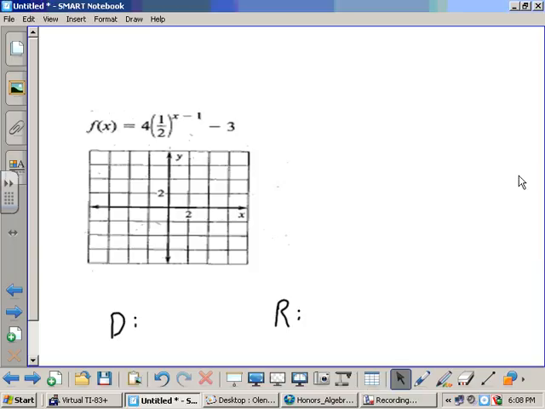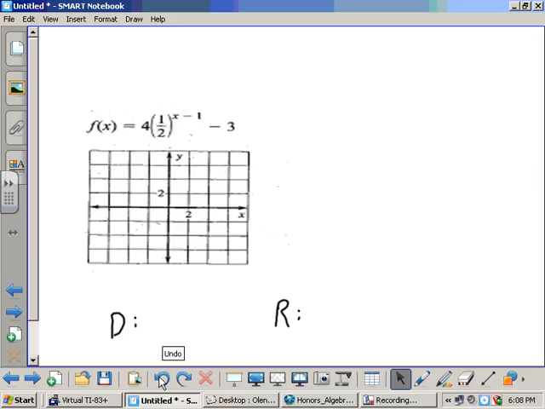In my next example, I want to graph the exponential function 4 times 1/2 raised to the x minus 1, minus 3. The first thing I recognize is that we do have an exponential function. The variable is in the exponent. And because the base of that exponent is 1/2, I realize that this must be a decay. So my function, as I move from left to right, should be decreasing.